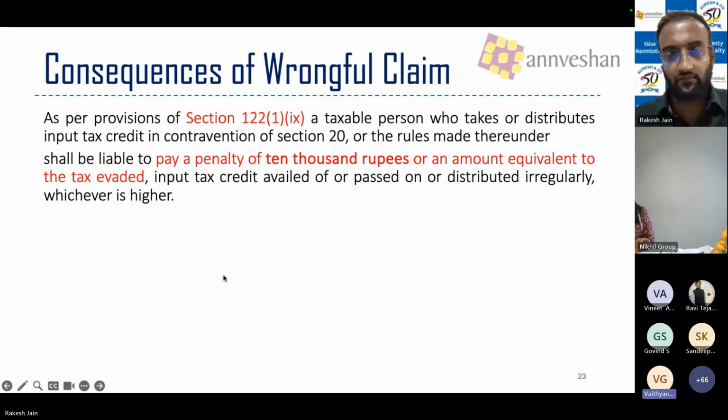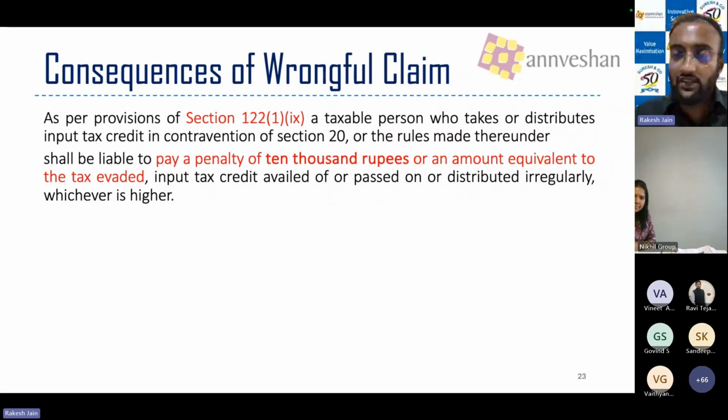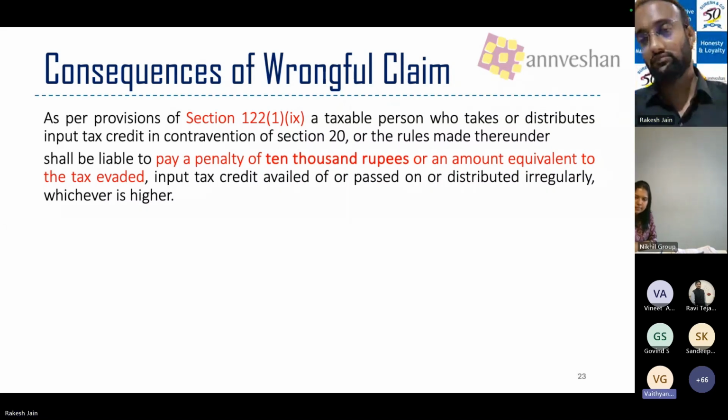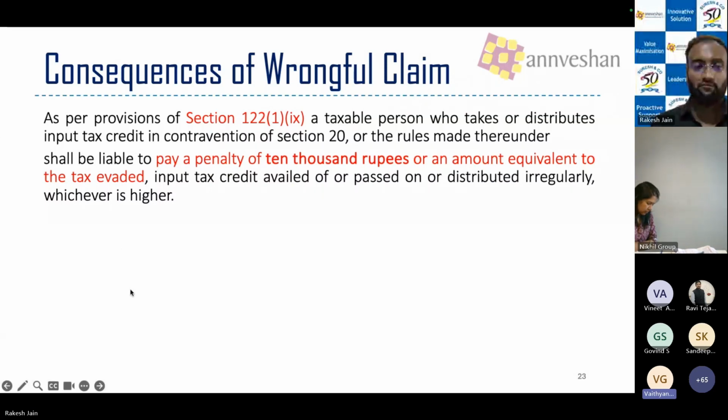Both ISD registrations can be available, no problem. You can run both. Wherever, whichever branch you receive common services, that branch needs to register for ISD and distribute the credit. This is effective from 15th February 24. We have to register immediately and start from next month. You're right, sir. Okay, thanks, sir. Thank you.